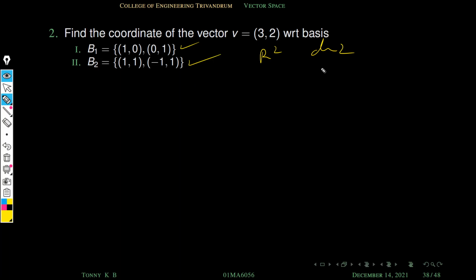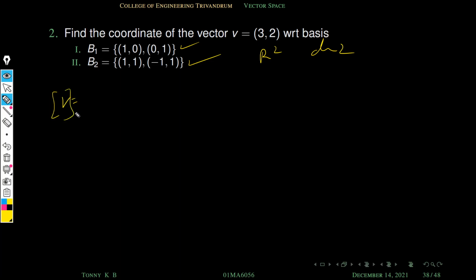So it always spans, so they are bases. Why is it linearly independent? One of them is not a multiple of the other. That's enough. Then how do we find the coordinate of this v with respect to b1?